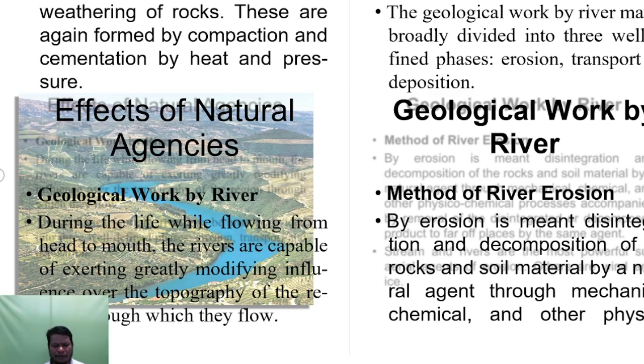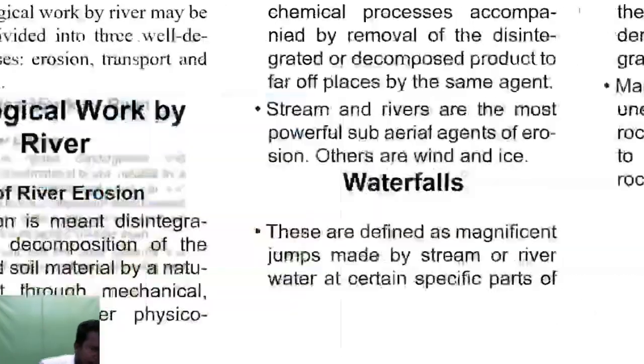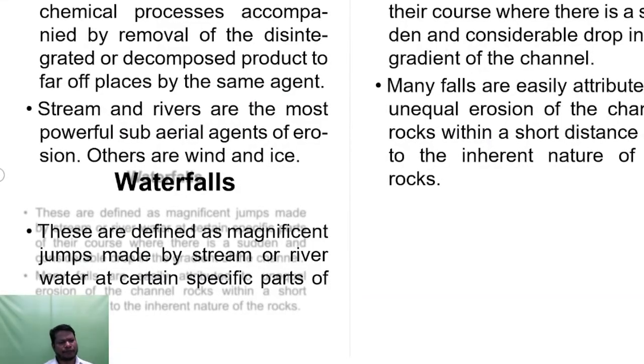What are the methods of river erosion? By erosion is meant disintegration and decomposition of the rock and the soil material by natural agents through mechanical, chemical and other physico-chemical processes, accompanied by removal of the disintegrated or decomposed product to far off places by the same agent. Streams and rivers are the most powerful sub-aerial agents of erosion. Others are wind and ice.